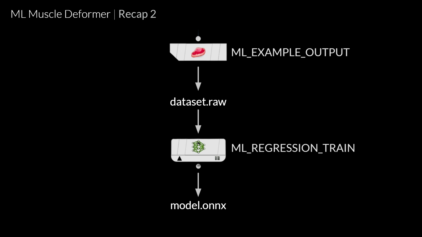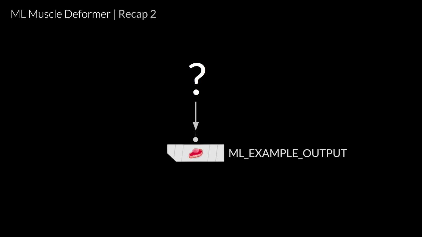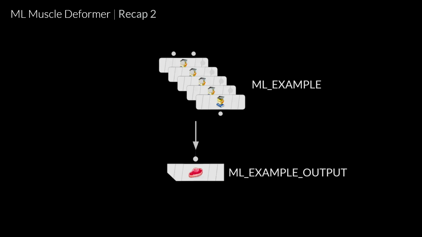So now everything up to this point, this entire process that you see here with the different ML example nodes, you can use this pipeline to really train whatever type of ML model you want, as long as it works within this pipeline. None of this is specific to this muscle deformer example yet. That's our last question, isn't it? What goes into the ML example output node? This is our real data set that we're going to be making.